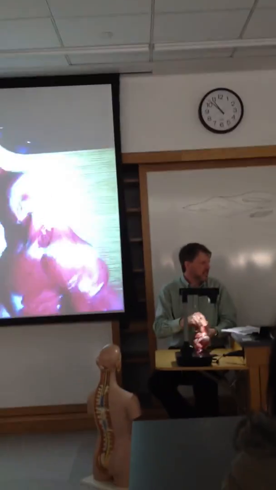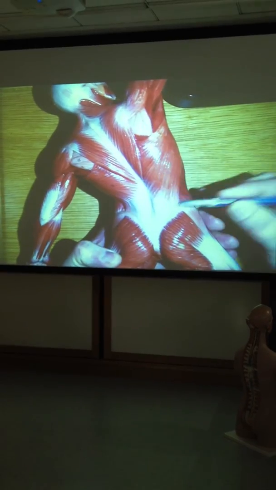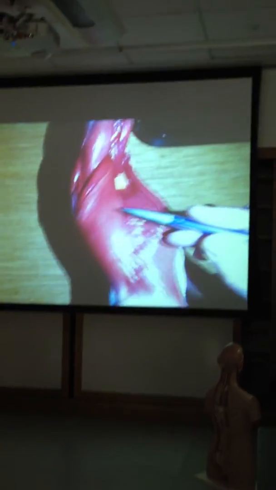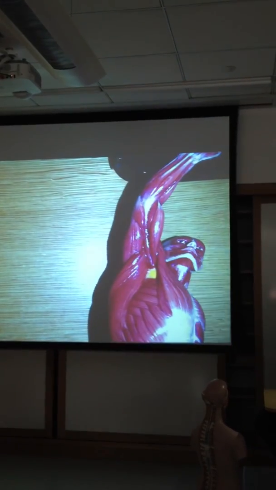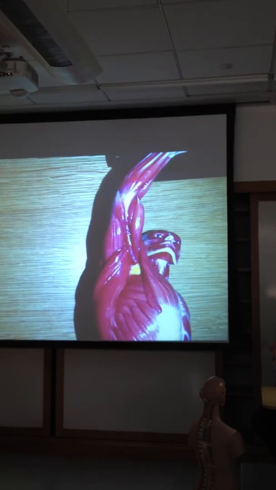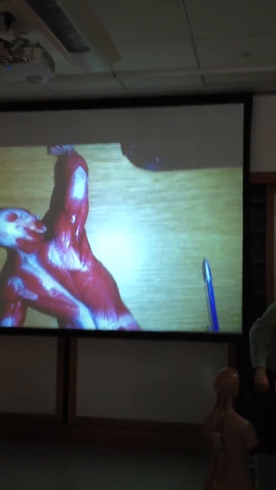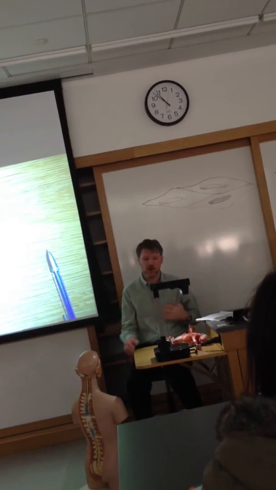Latissimus dorsi is the big guy that's on the back. This whole guy is the latissimus dorsi. It curves around, up and underneath. You really can't see it here, but it has a very small point where it attaches on the humerus. This is the one that's important for extending your arm, actually hyperextending it, pulling it backwards, which is important like when you're swimming.